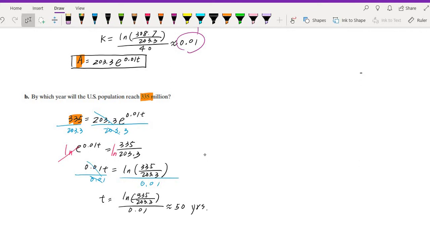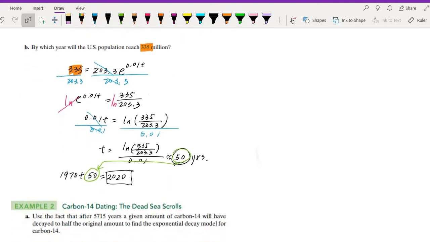You have to remember the question is asking, by which year will the US population reach 335 million? That means we have to use 1970 and add our 50 years. That will give us 2020. We can say by the year 2020, the US population will reach 335 million. That is our final answer. Okay guys, let's move on.